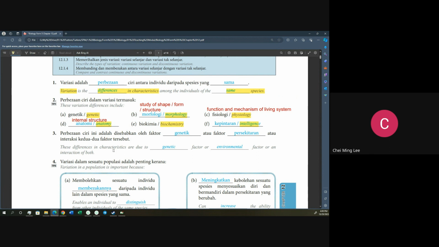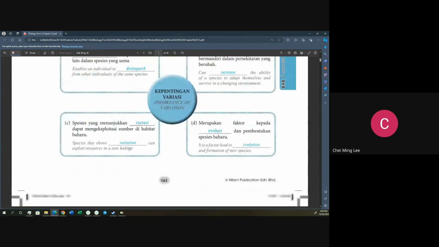So this difference in the characteristic is due to what? Due to genetic factor or environmental factor or interaction of both. So the difference is caused by the genetic factor, environmental factor, or both.